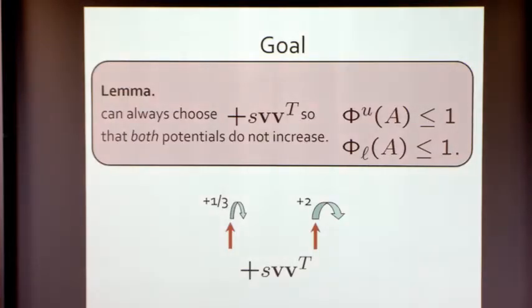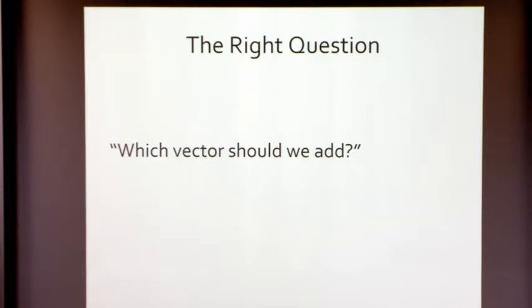Okay, so now the entire proof of the theorem is to prove this lemma, that this process can actually be sustained. And I'll sketch the proof of this. So suppose I have some matrix A and its upper and lower potentials are bounded by 1. And I want to shift the lower barrier by a third, the upper one by 2, and I want to add some scaling of some vector. So the first question you might want to ask is, what vector should you add? I have many choices of vectors to add. Roughly I know what I want to do: I want to add a vector which increases the small eigenvalues and does not increase the large eigenvalues too much. But how do I formalize that?